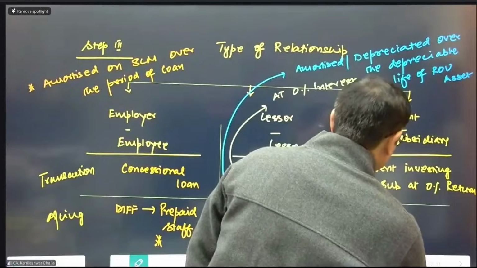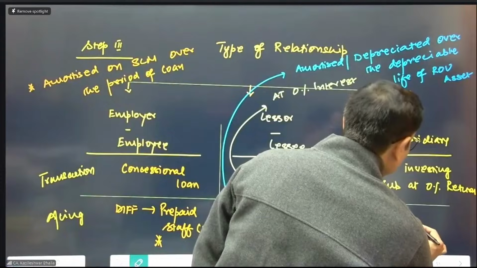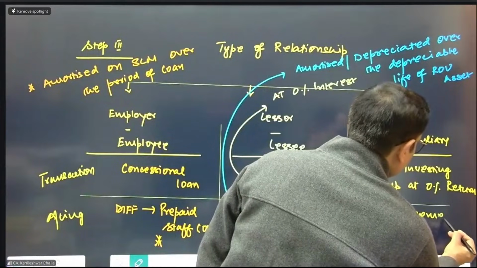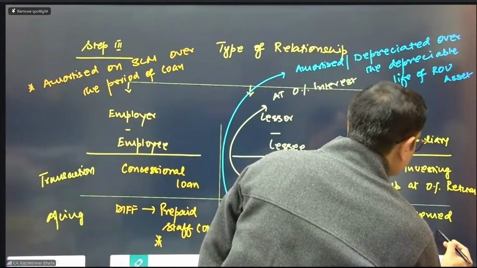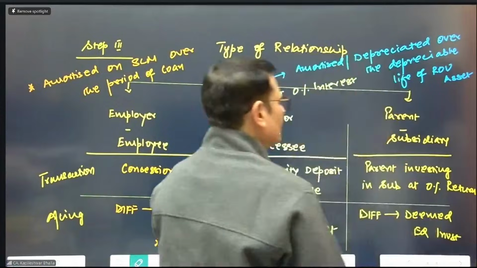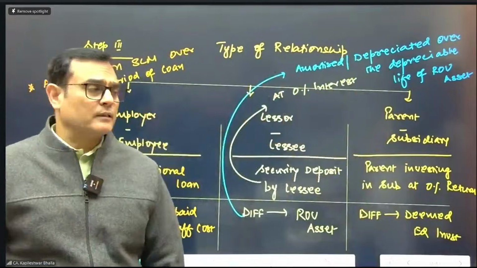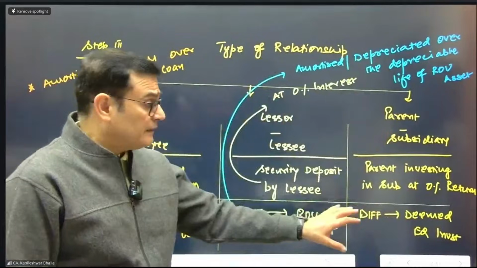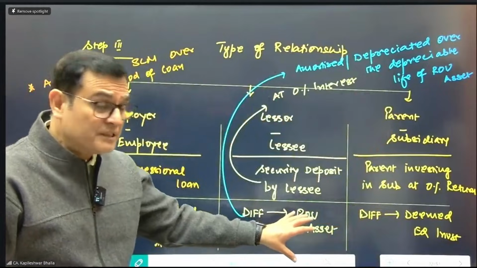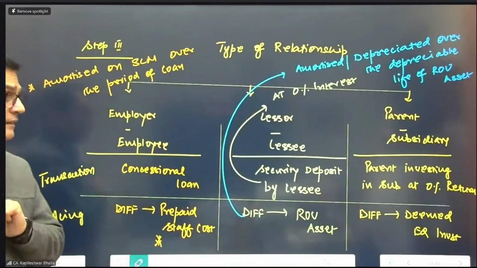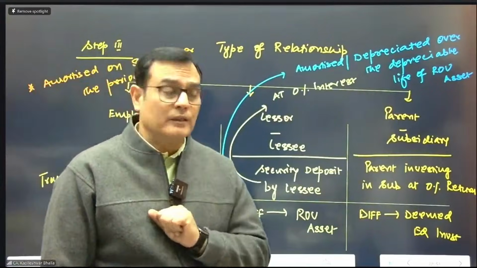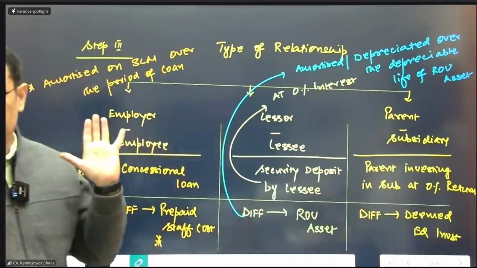So here, the difference is going to be called a deemed equity investment. We're going to call this a deemed equity investment, and this will not get amortized. This will remain as it is. This is getting amortized in the form of depreciation. This is getting amortized over the life of the loan, but this will remain as it is.